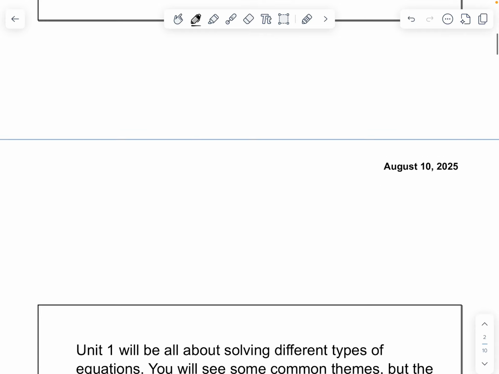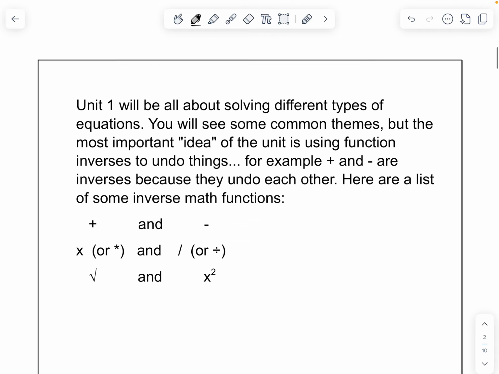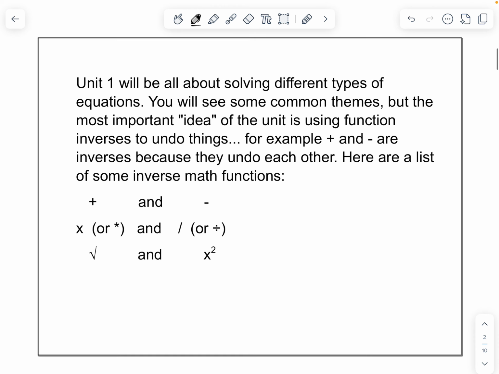So throughout Unit 1 you are going to see some themes and some important things to hold on to, one of them being inverse functions. So this is a list, not a comprehensive list, of inverse functions. A plus will undo a minus. So if I had a plus 5 in an equation, I can undo it by subtracting 5. If I had a times 7, I could undo that by dividing by 7.